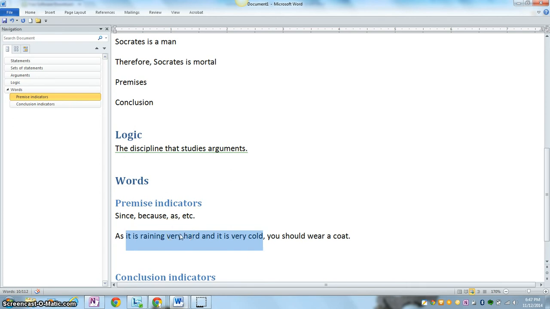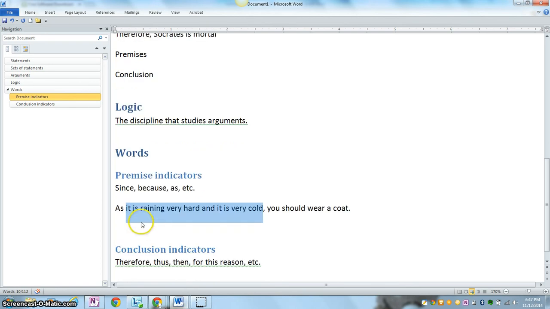Another implied premise is that you would rather be comfortable than uncomfortable. You would rather be warm than cold. That's another thing that goes without saying, and so it's not really explicitly stated, but it does seem to play a role in the argument. So notice here that the premise is introduced by as. The conclusion doesn't really have an indicator here, but it's certainly understood from the context that this is the conclusion.